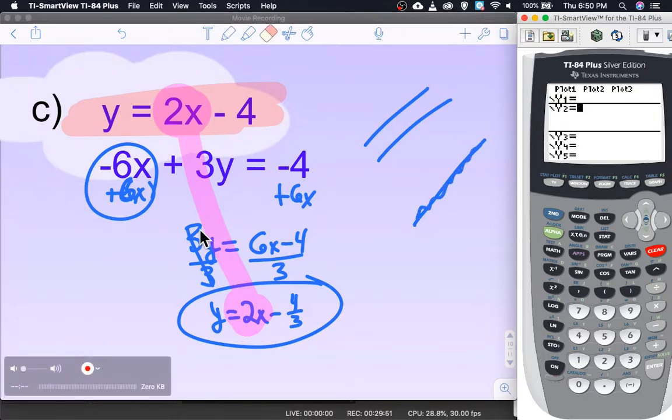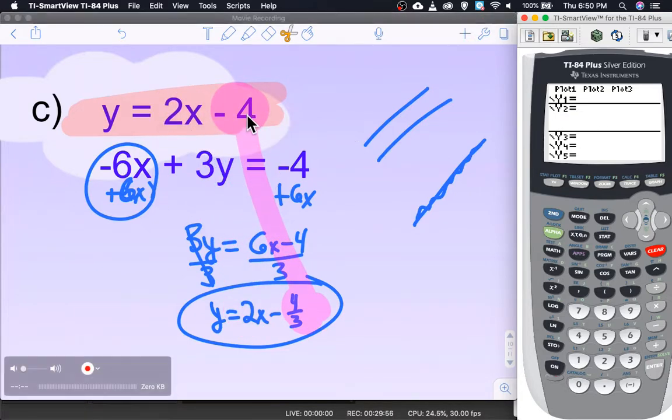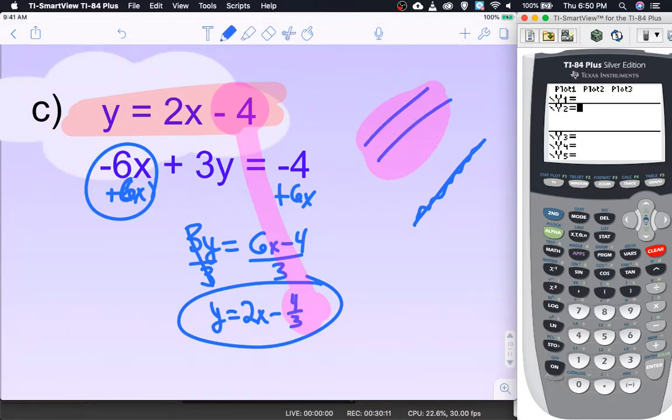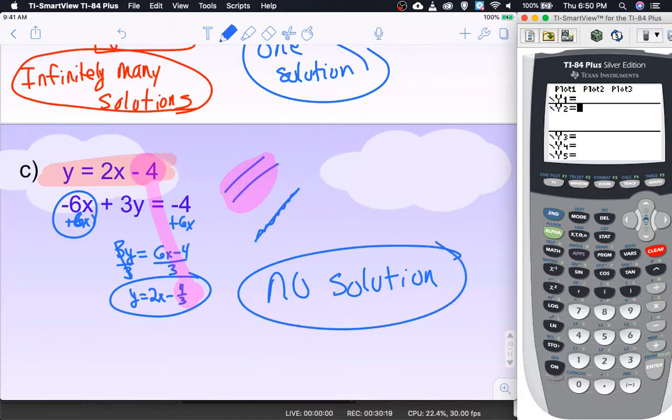And the way we determine which one it is, we look at their y-intercepts. If the y-intercepts are the same, it means it's the same line. If the y-intercepts are different, it means they're different lines. Here, the y-intercepts are different. These are different lines. These are parallel lines. This problem has no solution. If we graphed both of these equations on our calculator or in Desmos, we would see that they are parallel and they have no solution.